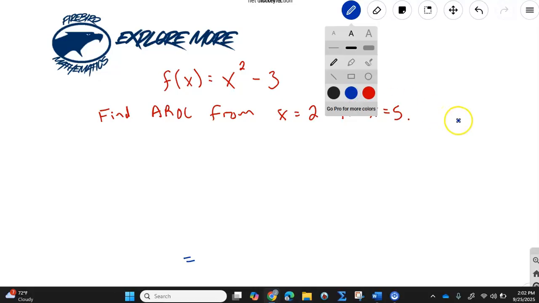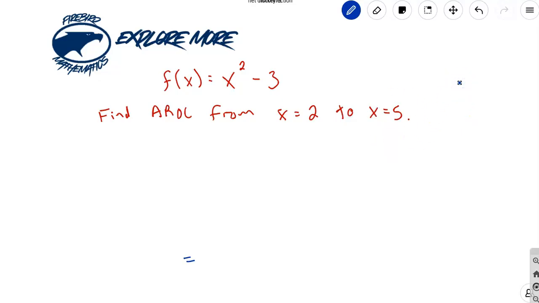Okay, so let's just look at one more example to find the average rate of change. So we have a new function, f of x equals x squared minus 3. We want to try to find the average rate of change from x equals 2 to x equals 5. Using our modified formula, we would say f of 5 minus f of 2, all over 5 minus 2. So this would be our formula to find the average rate of change from 2 to 5.